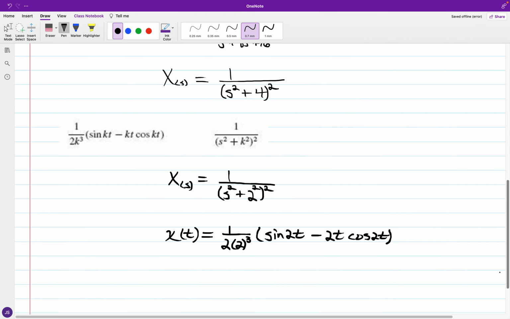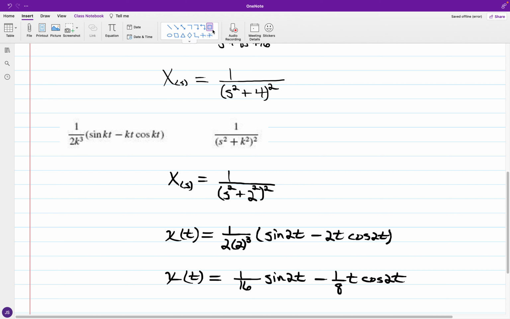And looking at what we have and expanding, for x of t, 2 cubed is 8 times 2 is 16. So for x of t, we have 1/16 of the sine of 2t, and 1/16 of negative 2t, well, that's going to be negative 1/8 of t times the cosine of 2t, and that will be the final result in this problem.